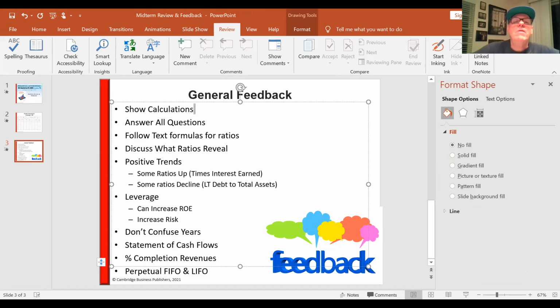So just going forward, remember, always show your calculations, always answer all questions, use the formulas that we provide you with, always discuss the ratios. Don't assume all ratios are good if they go up and bad if they go down. Remember, leverage is a double-edged sword. Don't confuse years. Remember to practice your statement of cash flows. And remember, when you do percentage of completion, base it on the engineering estimate. And be careful with perpetual LIFO and FIFO. Remember, you've got to update your records each year.